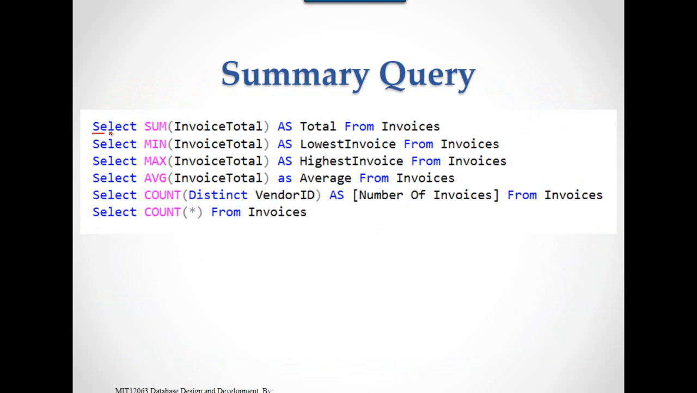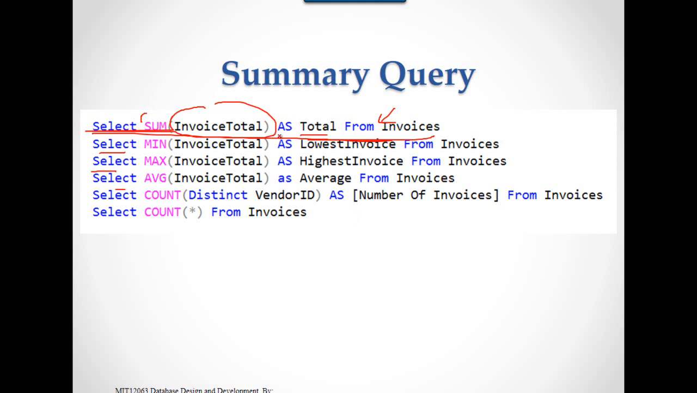We have 6 queries here, and these are separate queries, right? For the purpose of conserving space, I have put them in a single line. They are individual queries. Select sum invoice total as total from invoices, which means it is going to select the invoice total column from the invoices table, and it's going to find the total of the invoice amounts available in the table. So we are going to give a name for this new column as total.